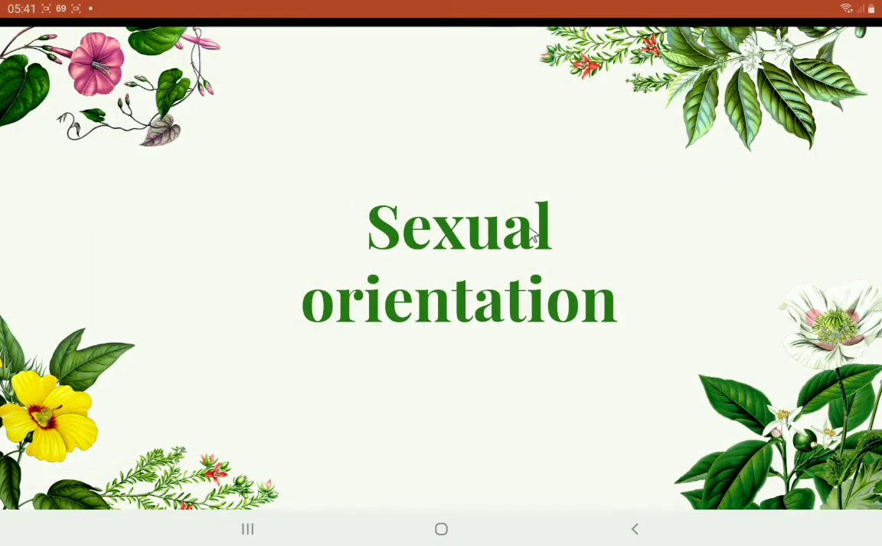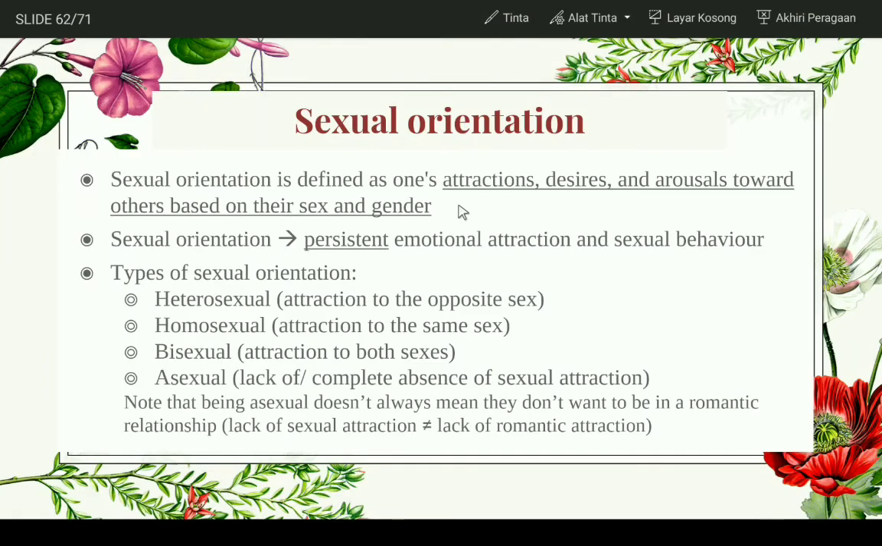The second topic is sexual orientation. Sexual orientation is defined as one's attraction, desire, and arousal toward others based on their sex and gender. Sexual orientation is persistent emotional attraction and sexual behavior. Types of sexual orientation are heterosexual, attraction to the opposite sex; homosexual, attraction to the same sex; bisexual, attraction to both sexes; and asexual, lack or complete absence of sexual attraction.